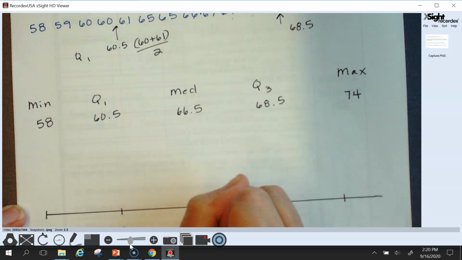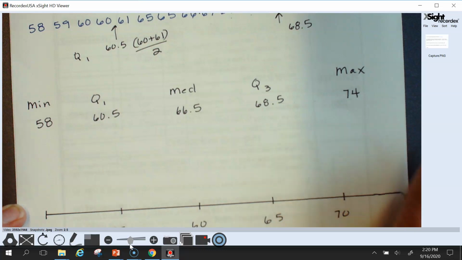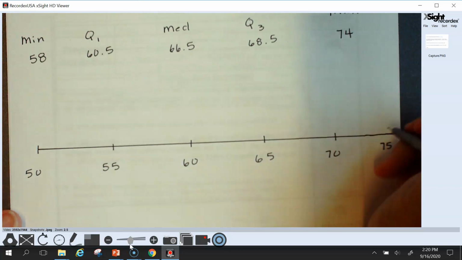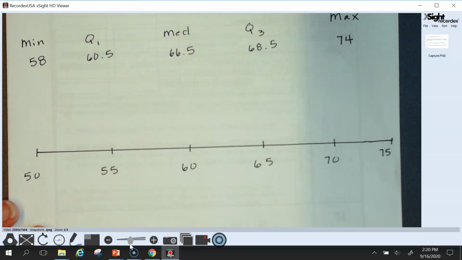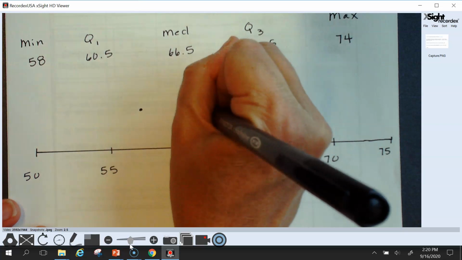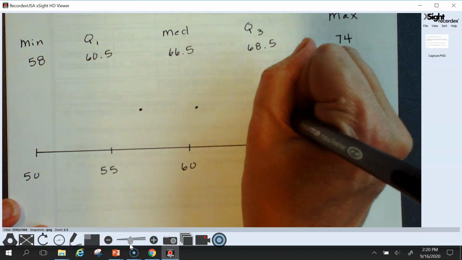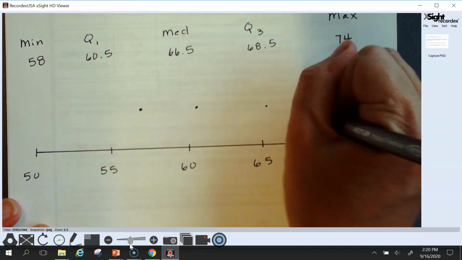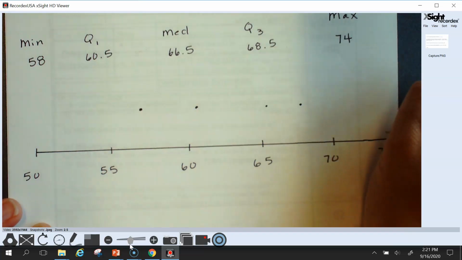So this could be 60, 65. We'll make this 70 and 75. Okay, let me get that where you can see it. So now we just want to plot our points. So our minimum value, and I actually probably could have started at 55 now that I look at it. So 58 is probably going to be right about here. 60.5, right about here. 66.5. And then 68.5 would be a little bit more here. And then 74 is going to be right about here.